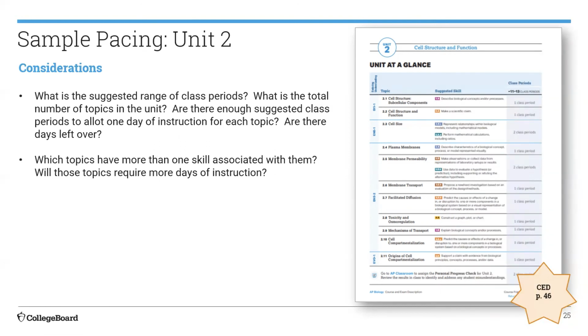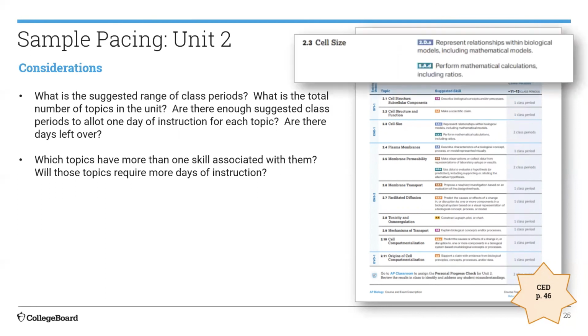Well, I may look at which topics have more than one skill associated with them. So 2.3 had 2 skills associated with it. Both of them happen to be mathematical skills. And if I'm teaching this to a group of students who may find math challenging in some way, I may want to spend more time here.